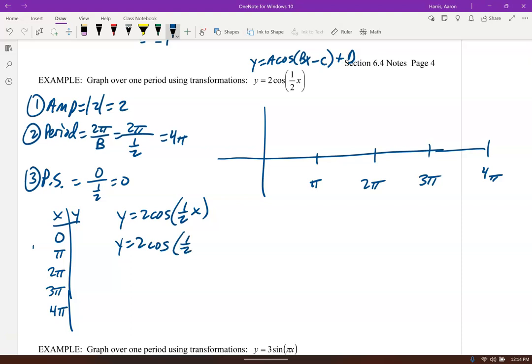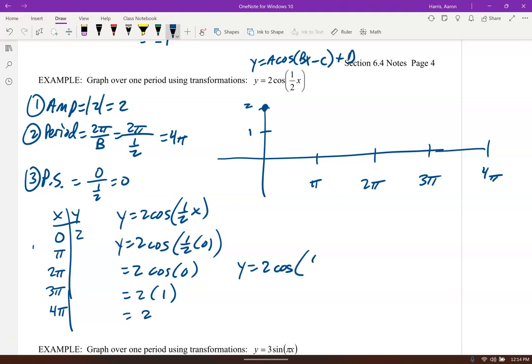So let's plug in 0. Half times 0 is 0. I know the cosine of 0 is 1, the x value there is 1. So I got 2 times 1 is 2. So 0, comma, 2 is my first point. Now I plug in pi. And I got cosine of pi halves. Well, I know the cosine of pi halves is 0, so I got 2 times 0 is 0. So I got pi.